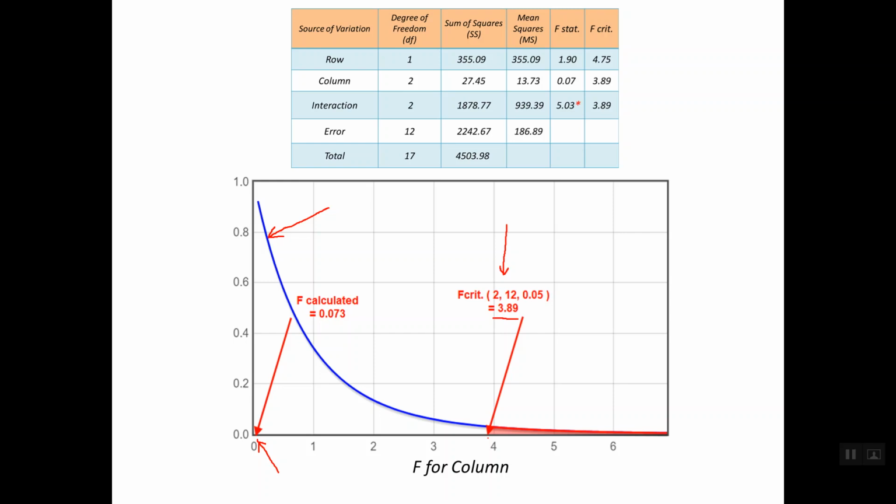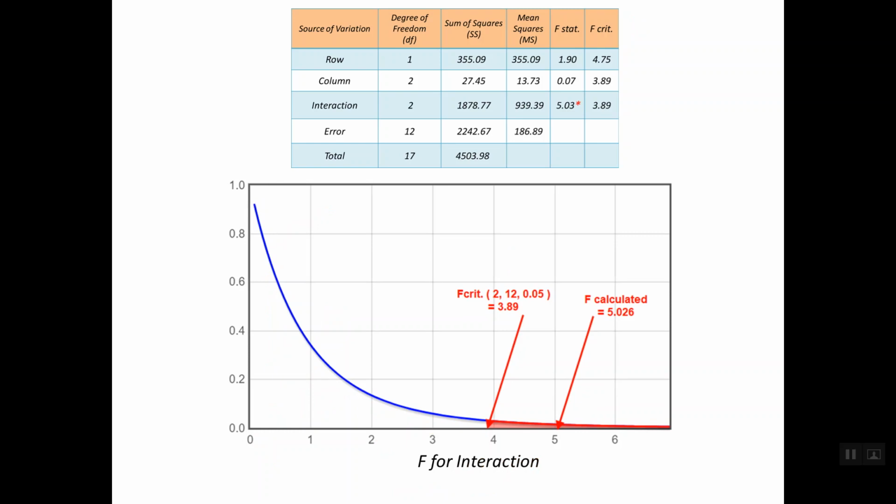And if you check the probability, the probability for F equal to 0.07 is simply the total area to the right of this value, and it is greater than 0.05, which is the significance level. And again, the calculated value of F lies in the non-rejection region, so we don't have a significance.